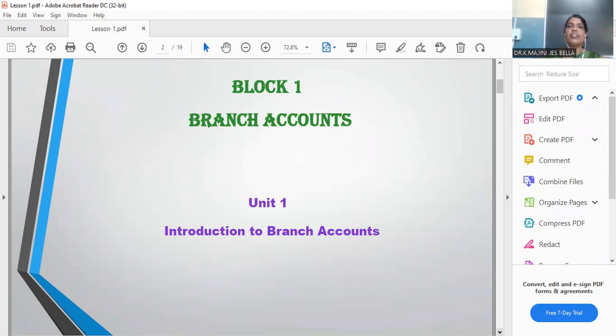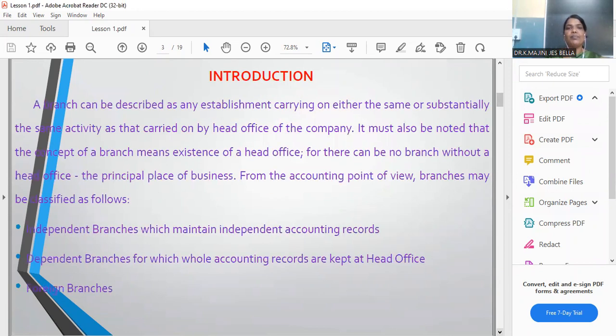In this class, we are going to learn about Unit 1, Introduction to Branch Accounts. It belongs to Block 1, Branch Accounts. Let's start the introduction of branch accounts.